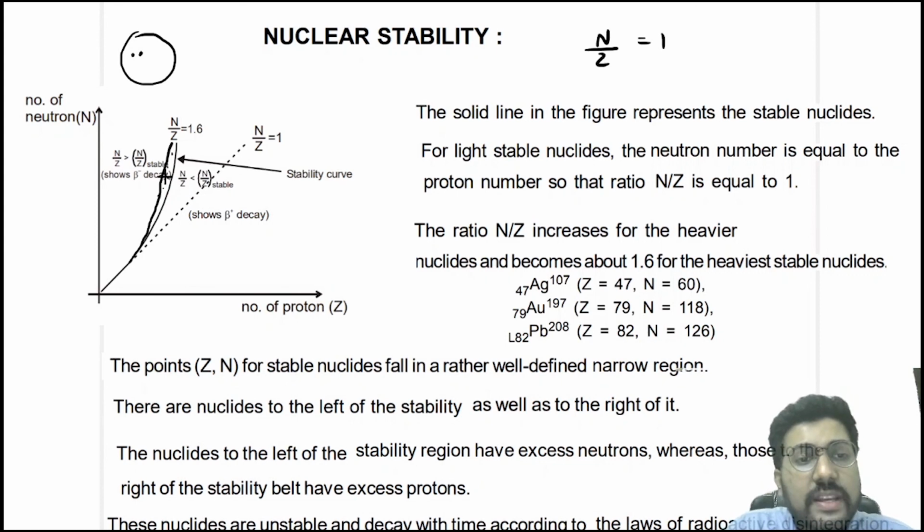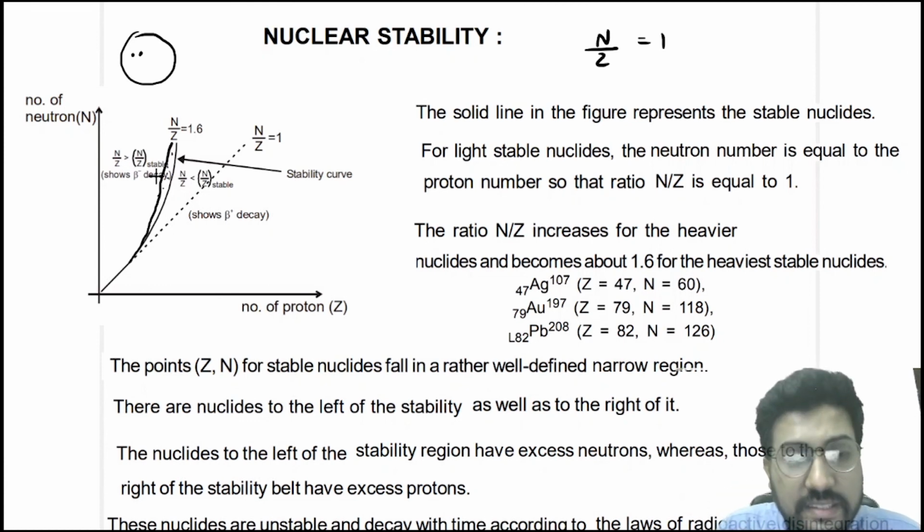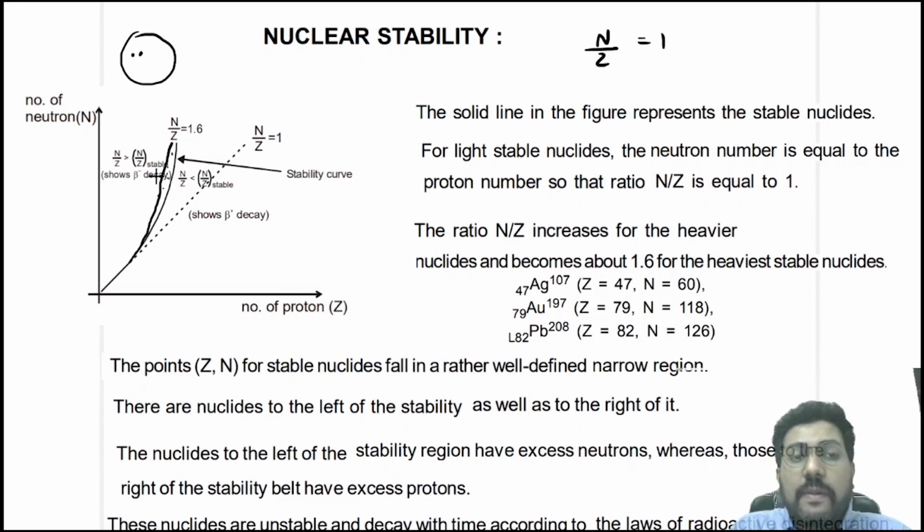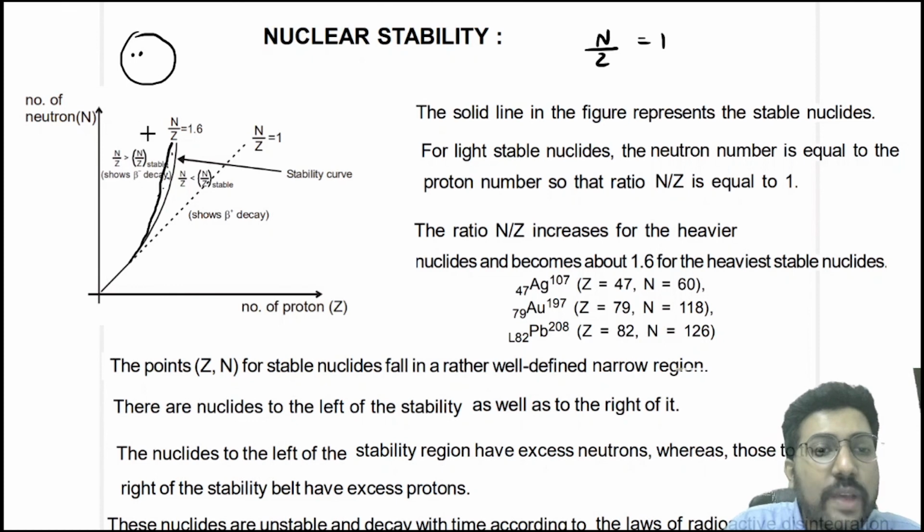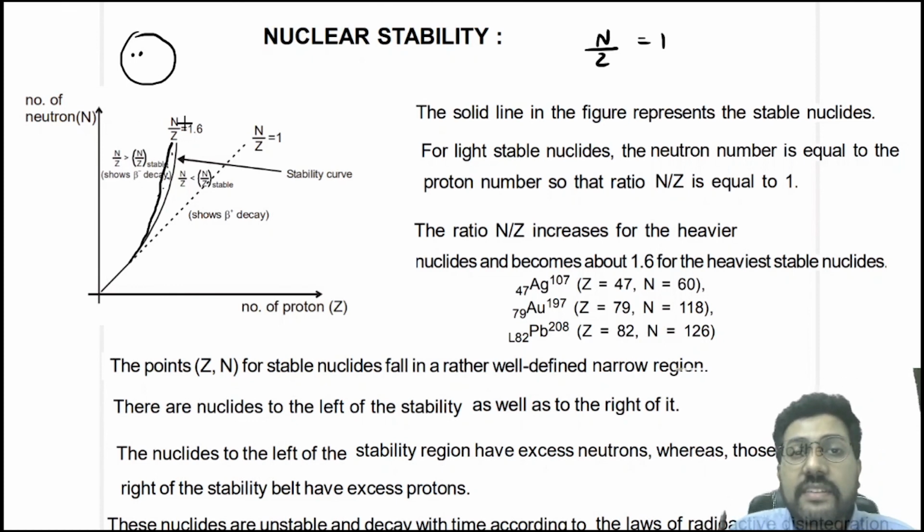The nuclei which are unstable undergo radioactive decay, according to the laws of radioactive disintegration that we will discuss in the next class. All these nuclei which are unstable want to decay, and they decay up to the point when they come inside this stability curve.